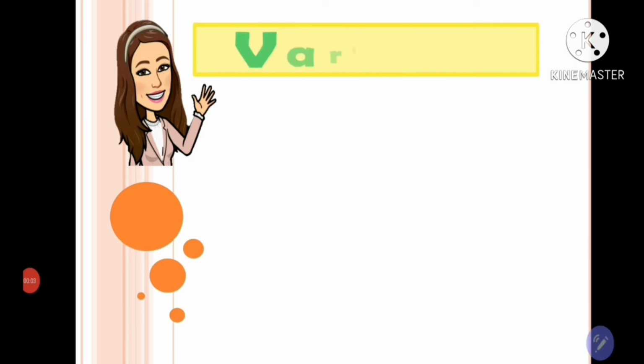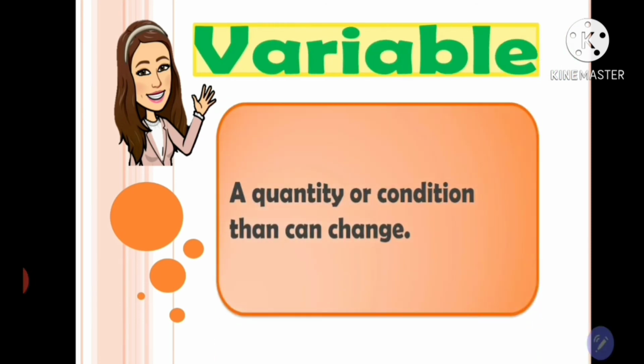So now, let's talk about variable. When we say variable, a variable is a quantity or condition that can change. Okay, so what is variable in research? In research, a variable refers to a person, place, thing, or phenomenon that you are trying to measure in some way. So when we say variable, these are the conditions, the quantities that you want to measure. Whether it's a person, a place, thing, or phenomenon, basta ito yung gusto mong aralin, gusto mong sukatin. So, that is your variables.